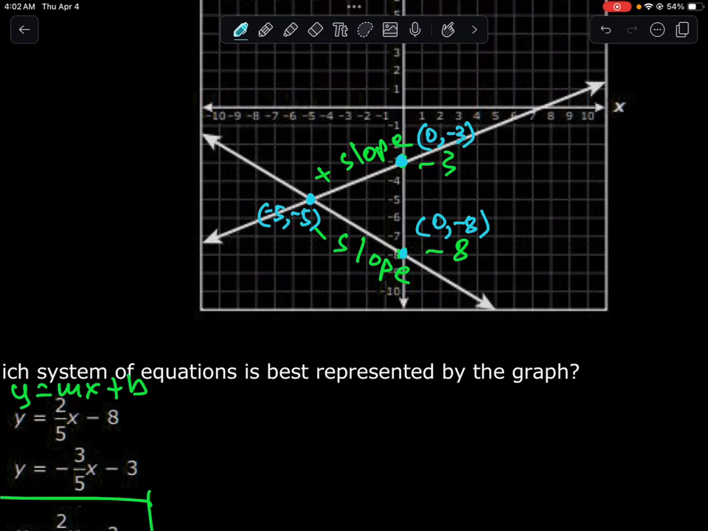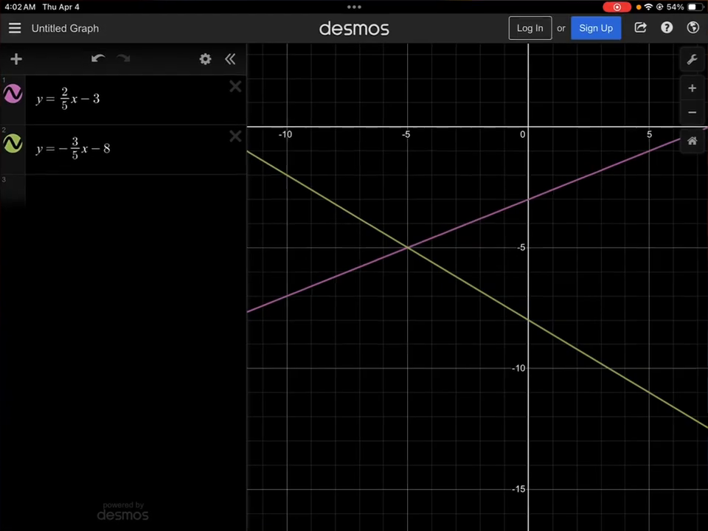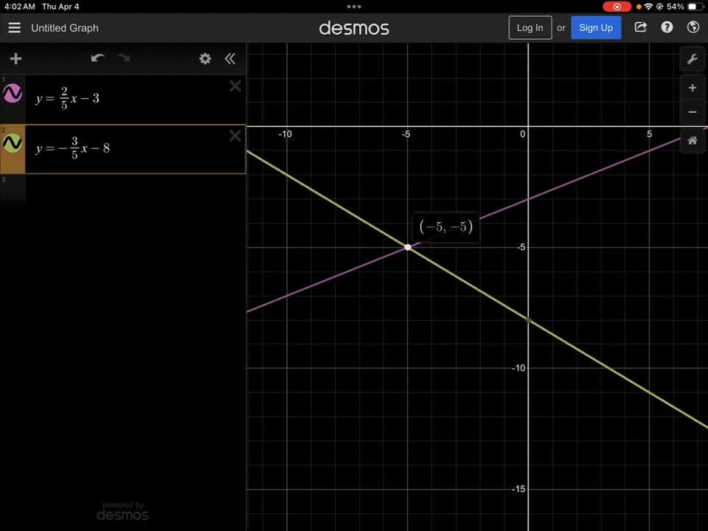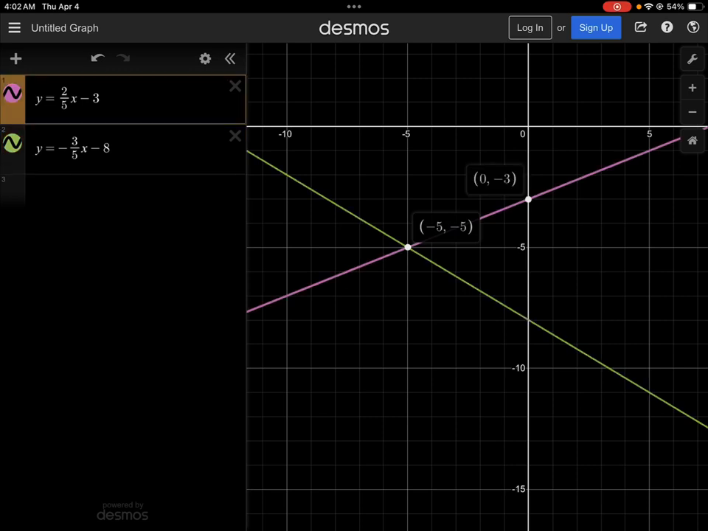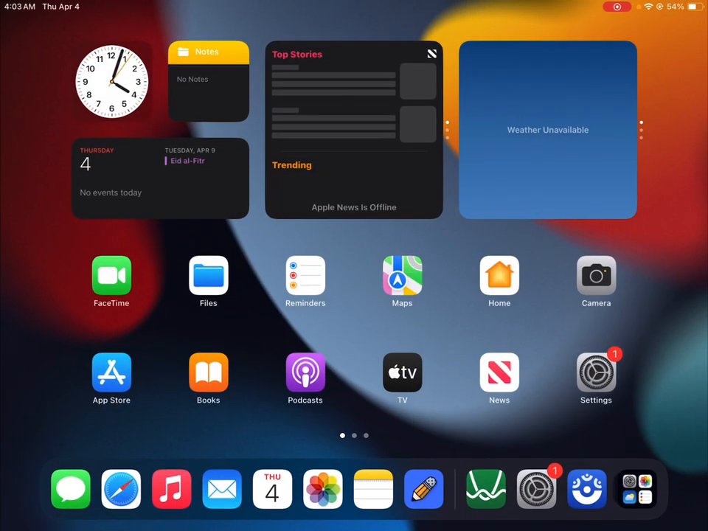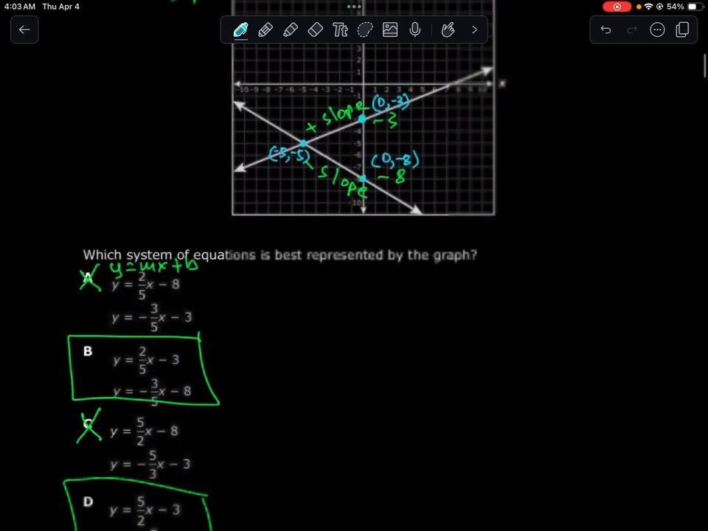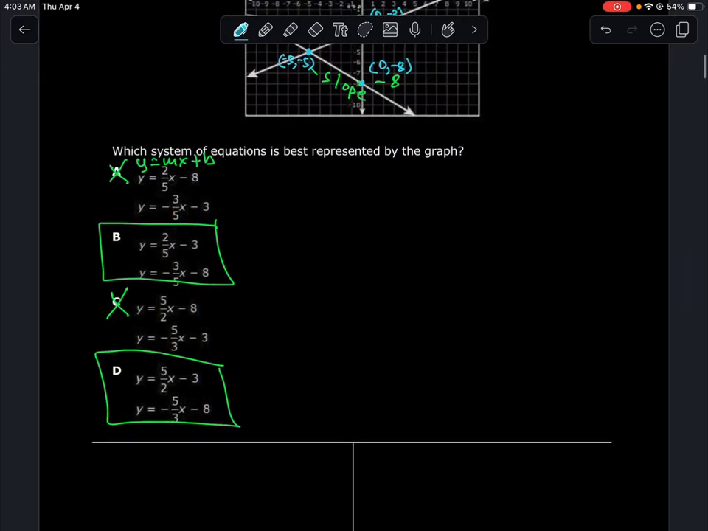So I need those points to show on my graph. If they do, then that's the correct answer. Okay, -5, -5; 0, -3; 0, -8. How do I do that? I go to my graph and I tap those points. This is good. -5, -5; 0, -3; 0, -8. So the correct answer is B.